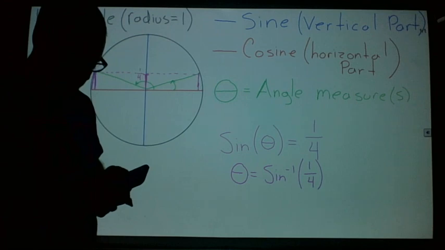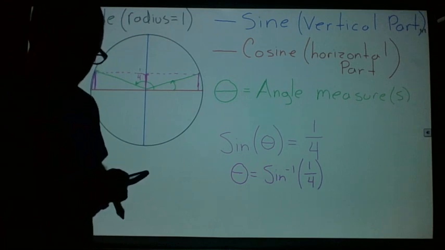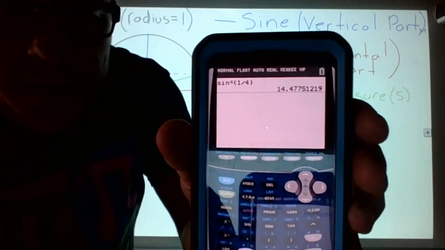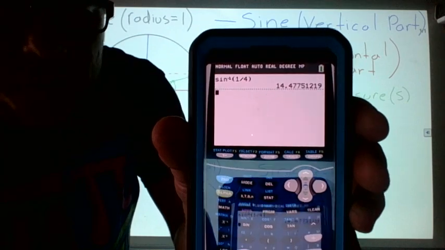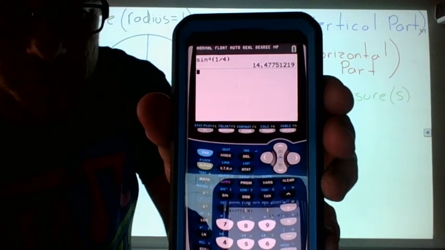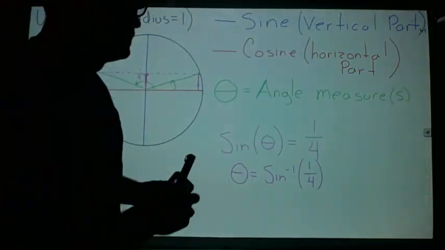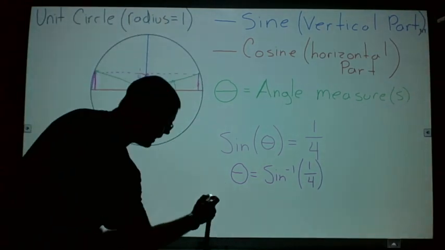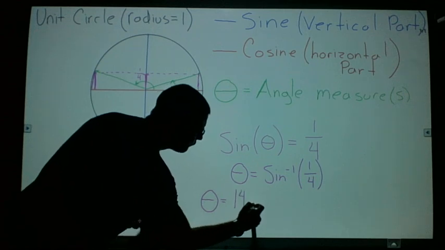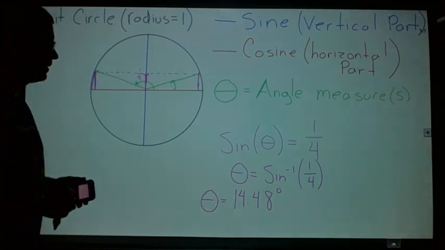But I do the inverse sine of 1/4 and press enter. And you can see that it has given me 14.4775 and some more decimals degrees. We're going to go for 2 decimal places, so we'll do 14.48 degrees. So now I know that theta is equal to 14.48 degrees. Okay? That's this one.